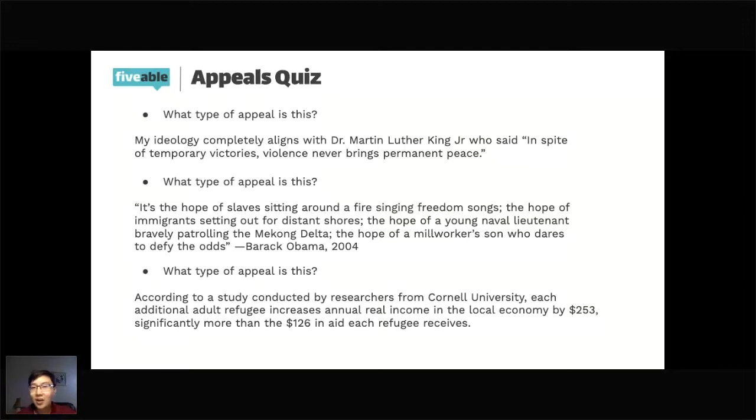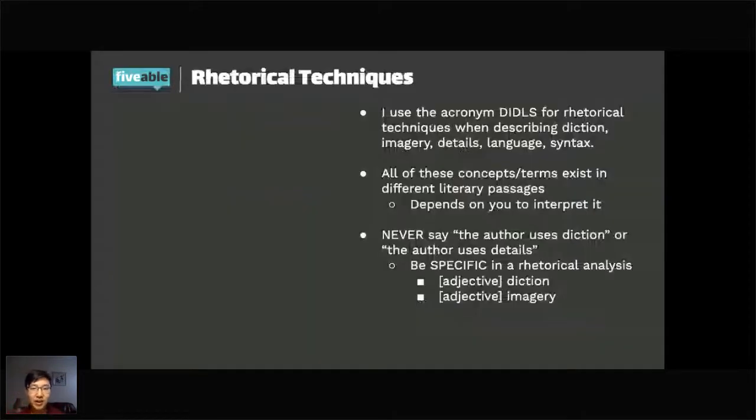All right, fantastic. Does anyone else have any other questions about ethos, logos, and pathos before we move on to rhetorical techniques and devices? Otherwise, we'll keep it rolling. All right, we'll move on. So now we're getting into rhetorical techniques.